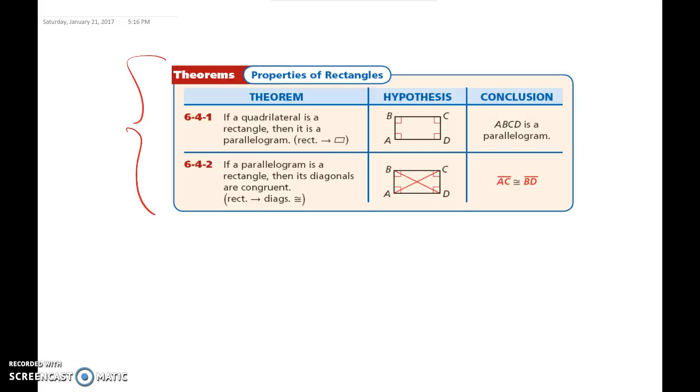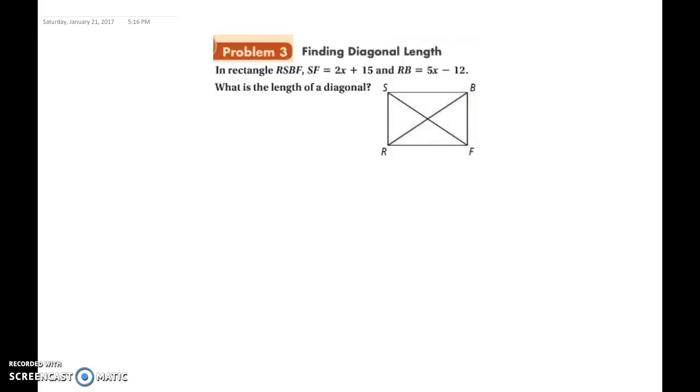All right, so let's go through and do one example, then we'll move on to a rhombus. It says in rectangle RSBF, so once we know it's a rectangle, we know it's a parallelogram, and we know it has all the parallelogram traits, plus its diagonals are congruent and its angles are 90 degrees. SF is equal to 2x plus 15, and RB is equal to 5x minus 12.